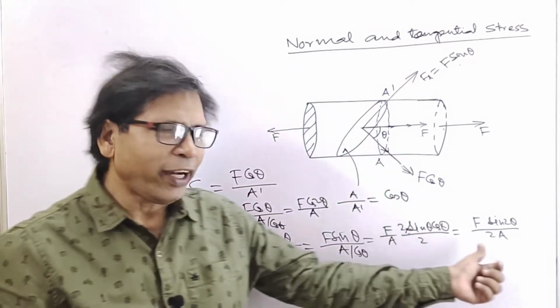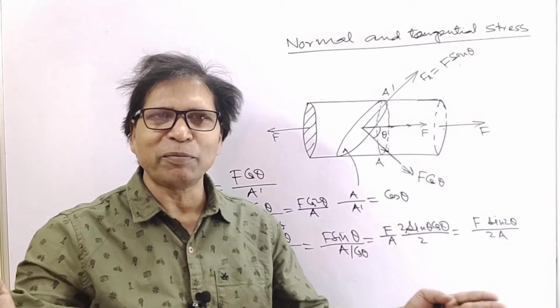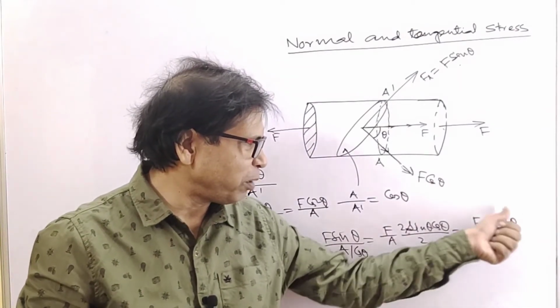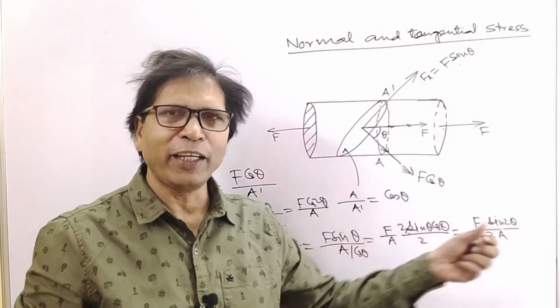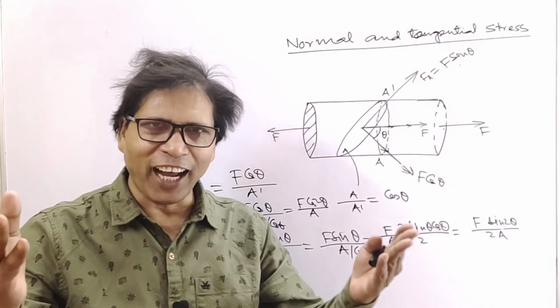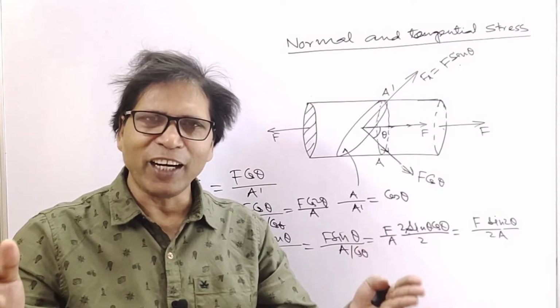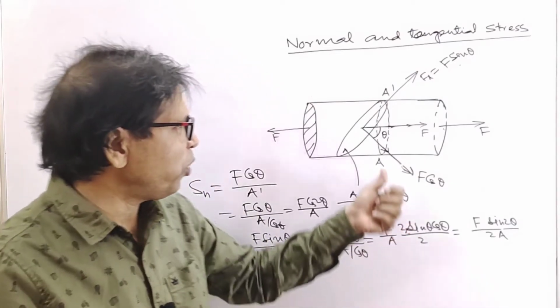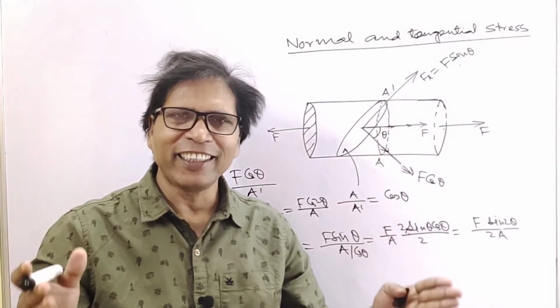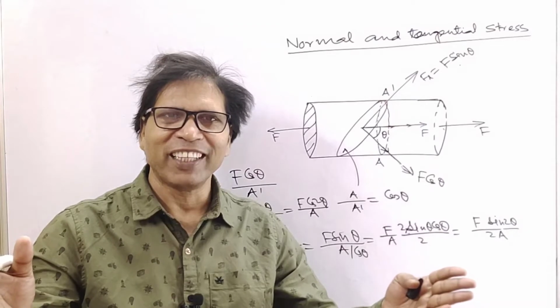Now for what angle does the tangential stress become maximum? The tangential stress becomes maximum if sin 2 theta is maximum, that is 2 theta equal to 90 degrees. So theta equals 45 degrees. So at the angle of 45 degrees, the tangential stress is maximum.